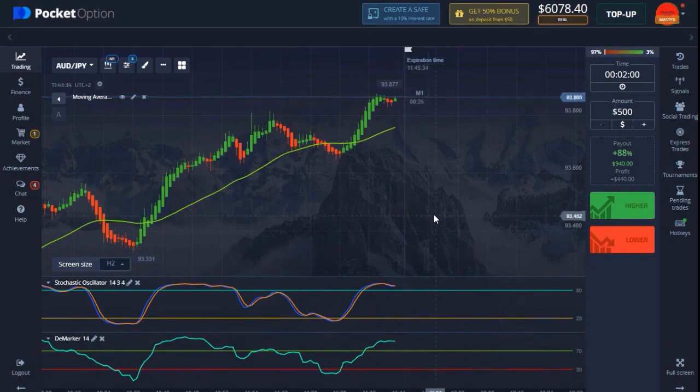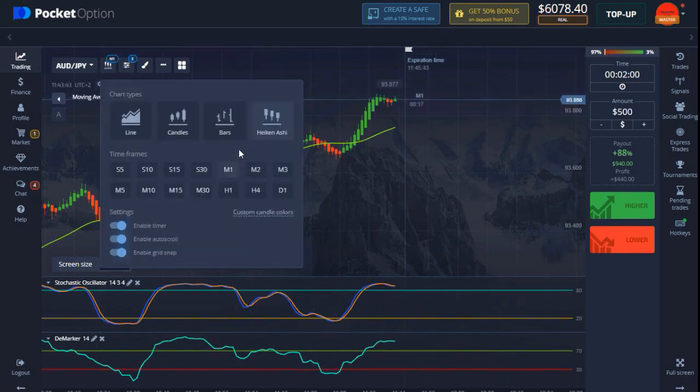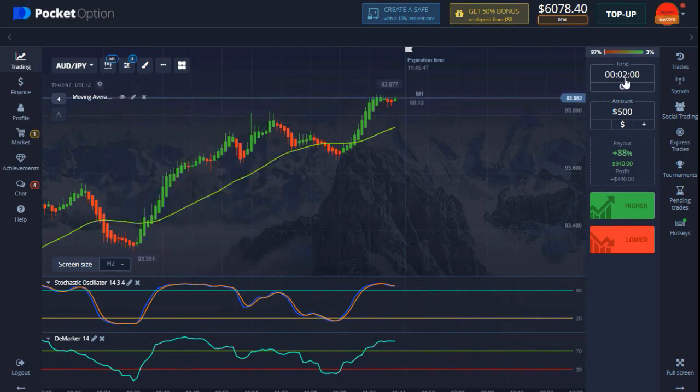We are using this on the 1 minute candle time frame and Heiken Ashi candles, and of course we are doing this on a 2 minute trade time. This is actually a 2 minute strategy. I'm definitely going to show you why I'm using it on 2 minutes.